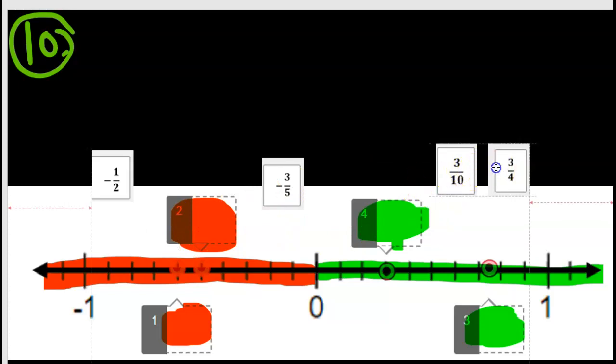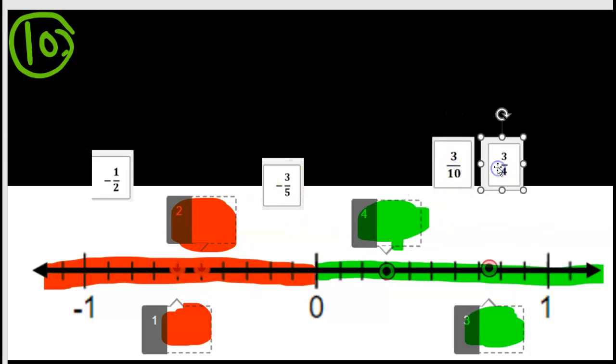What would you rather have? 3/10 or 3/4? Think about this for a second. 3/10, 3/4. So we have the same number of pieces, but the pieces are different sizes. Which size would be bigger?